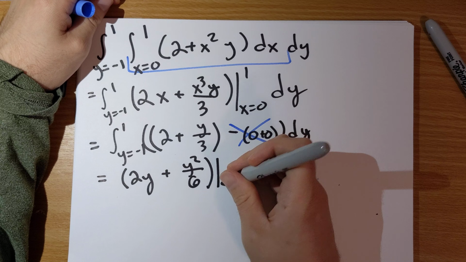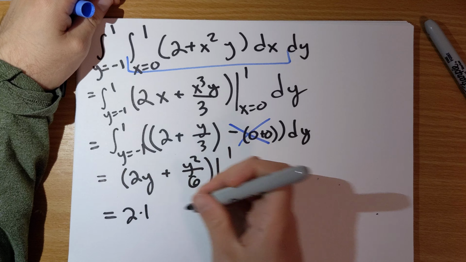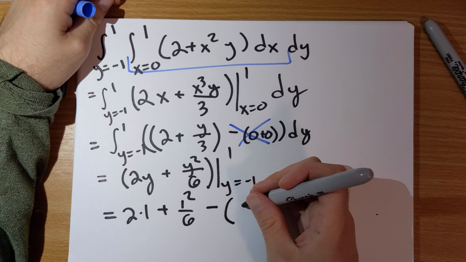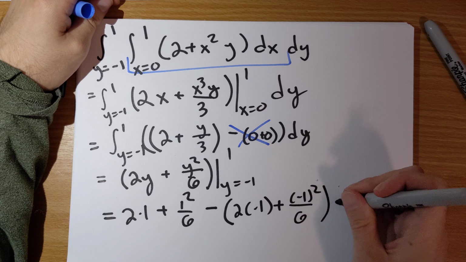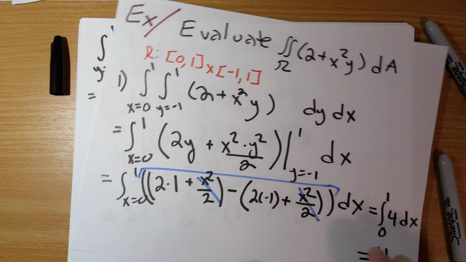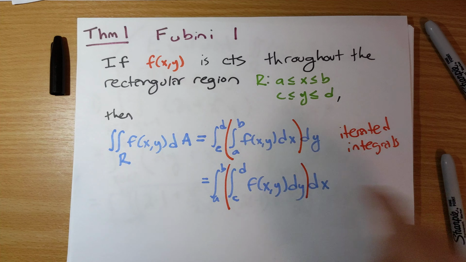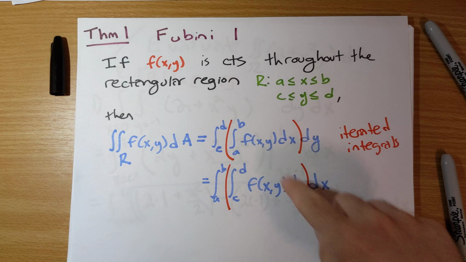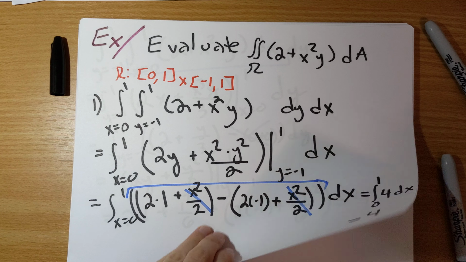When we plug in y from negative 1 to 1, we get 2 times 1 is 2, plus 1 squared over 6, minus, plugging in negative 1, 2 times negative 1 plus negative 1 squared over 6. When you crunch this out, you again get the 4, which is the same thing as before. So Fubini's theorem promises us that the double integral over this region can be evaluated using either of these iterated integrals, and we see in this case that we get the same answer.